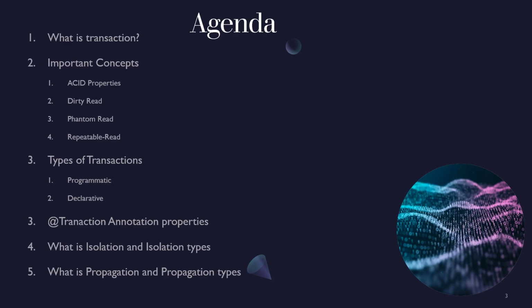Initially, we'll be looking at the definition of transaction, what is meant by transaction, and then some important concepts like ACID properties, dirty read, phantom read, and repeatable read. Then we will be looking at various types of transactions such as programmatic as well as declarative, and then we will see the details of declarative transaction, that is using the @Transactional annotation, and its properties. Then we'll go for the isolation levels and propagation levels.